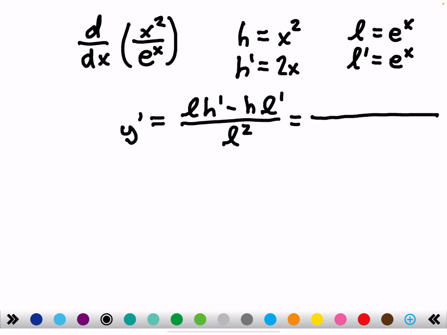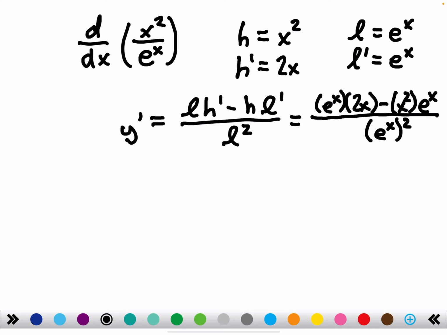So now we have things to substitute or plug in for h, h prime, l, and l prime. In place of L, we put e to the x. H prime would be 2x minus h, which is x squared, times L prime, which is e to the x. Over in the denominator, e to the x quantity squared. Now we can simplify this.